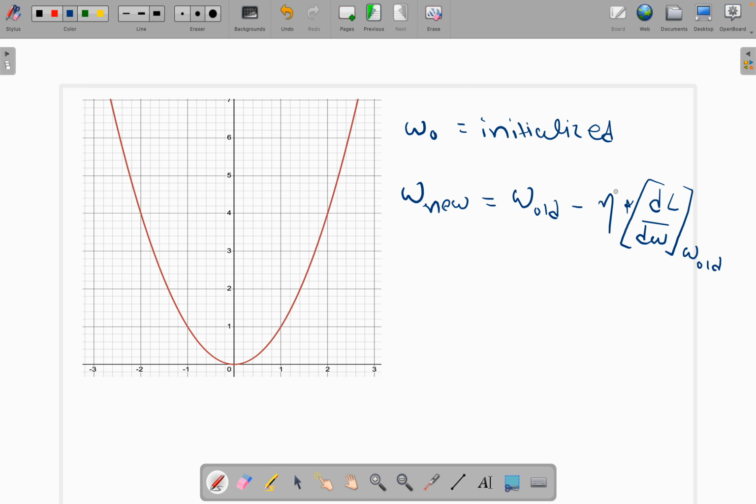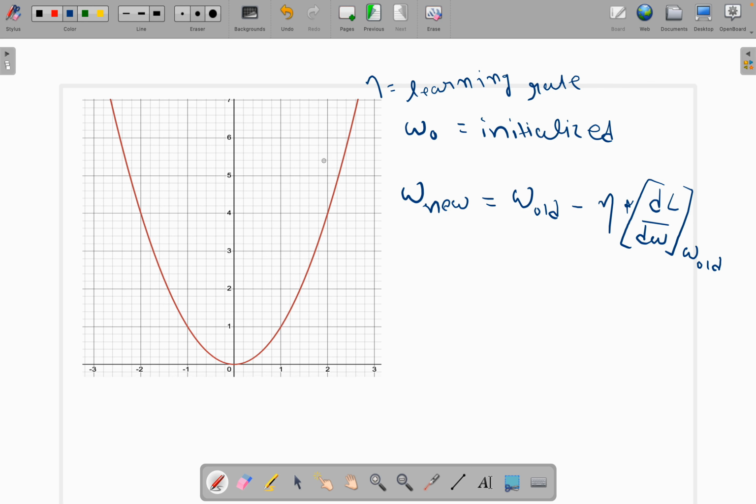Okay, so let's see what eta is. Eta is also known as the learning rate or step size, right? So let me write it here: eta is equal to the learning rate. We will understand what values eta can have. Basically eta will have positive values, and we'll understand the impact of that.